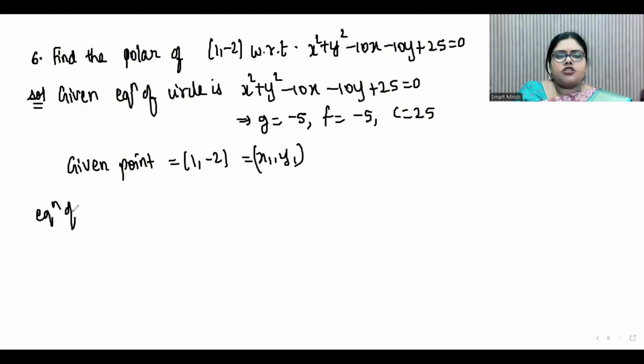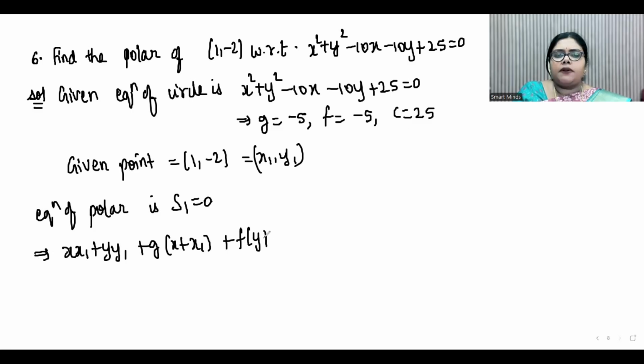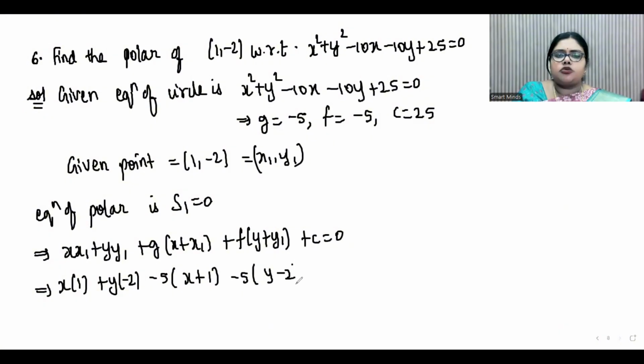Now, what is the equation of the polar? The equation of the polar is S1 = 0. What is S1 = 0? It is x x1 + y y1 + g(x + x1) + f(y + y1) + c = 0. Now substitute x1 = 1 and y1 = -2. g is -5 into (x + 1), f is -5 into (y - 2), plus 25 is equal to 0.